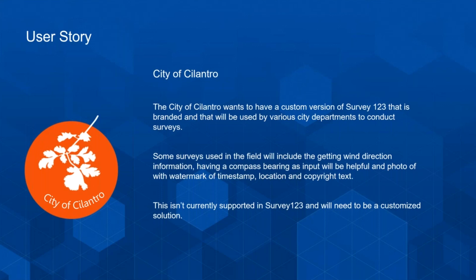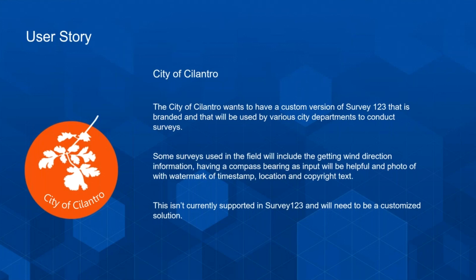We have a fictional city. We call it City of Cilantro. City of Cilantro wants to have a custom Survey123 that is branded to follow their own city branding, which is orange, and their own logo. And some surveys used in the field will include getting wind information, like I mentioned before. Having a compass bearing as an input will be helpful to show where the wind is blowing. And also, they want to have a watermark in the photo to put a timestamp and a location stamp on that photo. This is not currently supported in the Survey123 Field App, so it will need to be a customized solution.